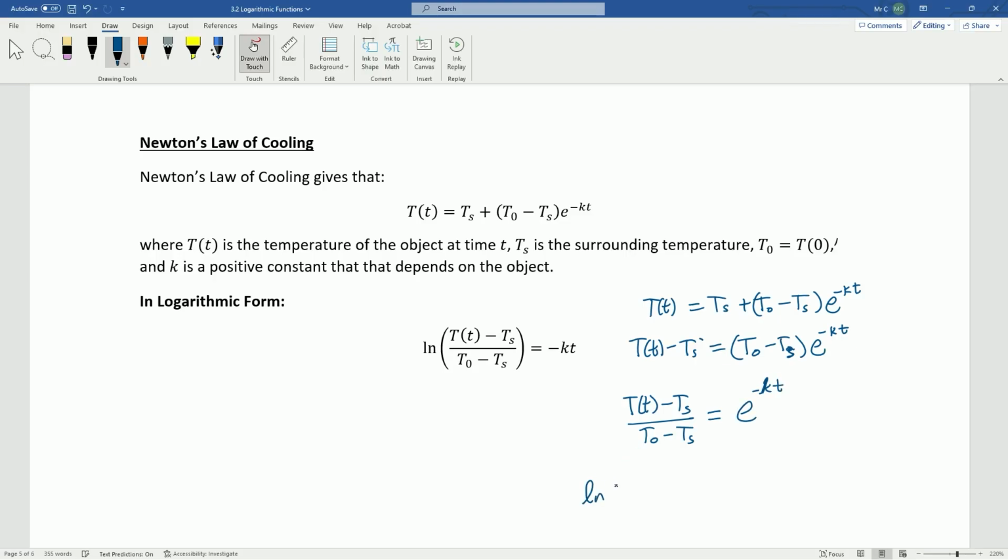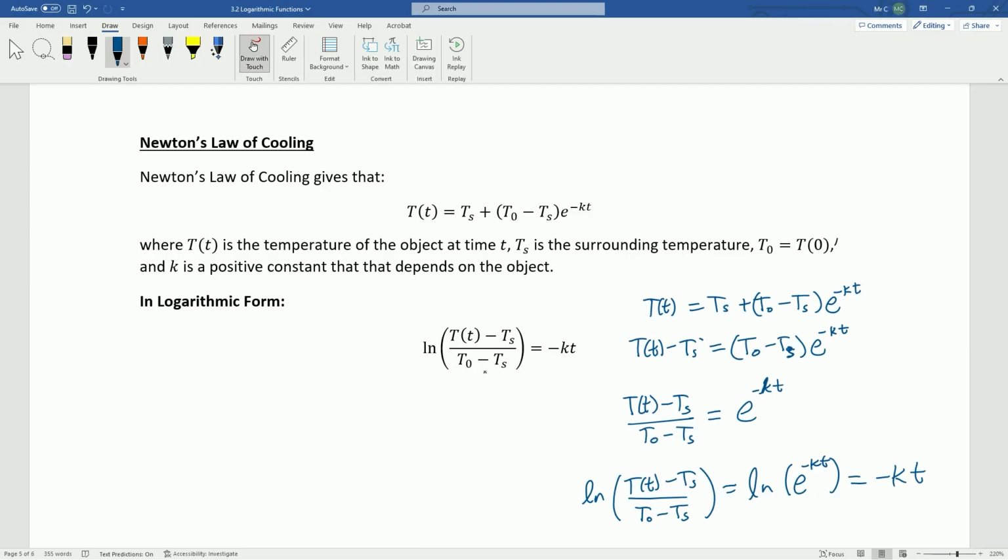And so then if I just take the natural log of both sides of this equation, okay, what do I know? I know the natural log of e to a power is the power. That's negative kt. So this formula is just an algebraic rearrangement of this Newton's law of cooling for exponential functions.